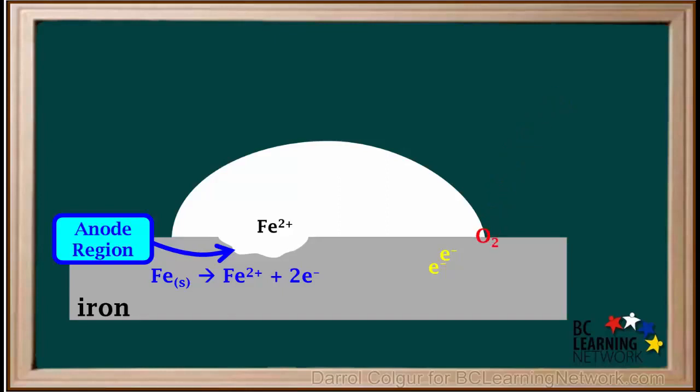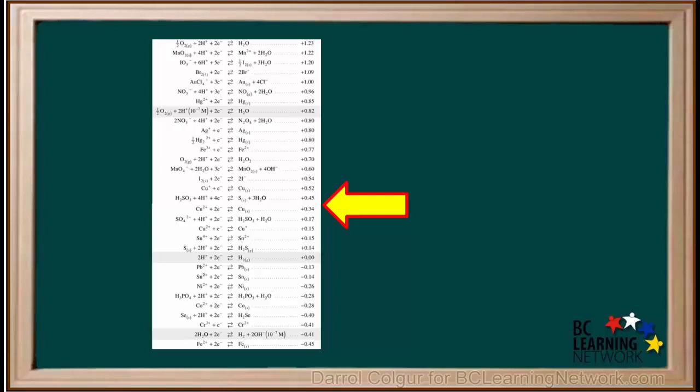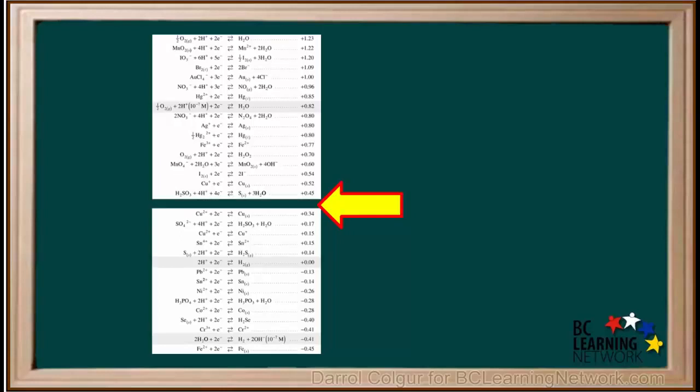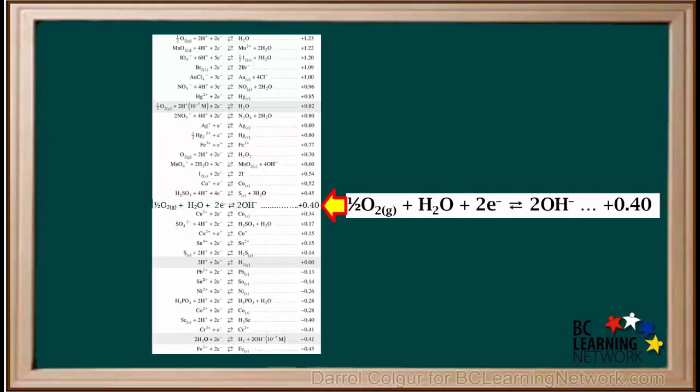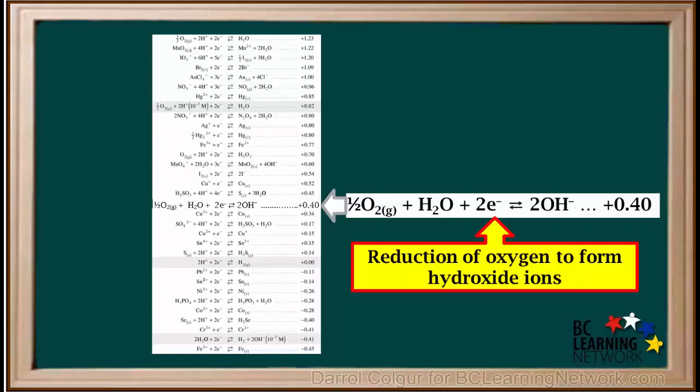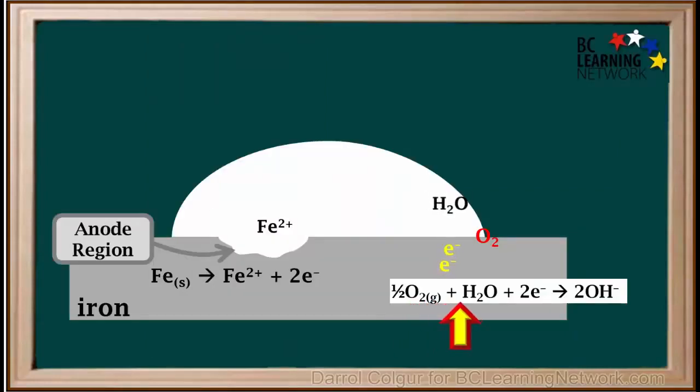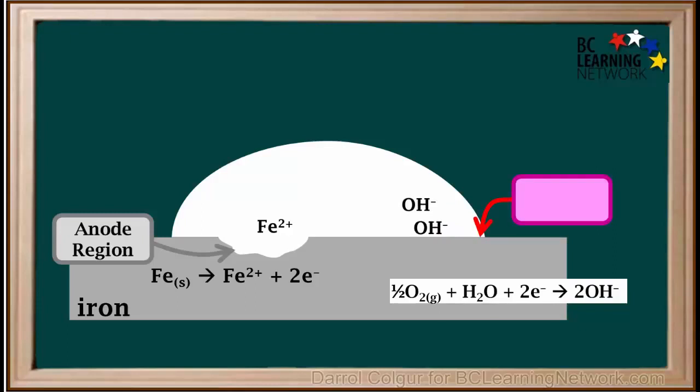Oxygen from the air can come into contact with the edge of the water droplet and the iron metal surface. If we could take this section of our standard reduction table and split it right here, we could add in this half reaction. It is the reduction of oxygen in the presence of water to produce hydroxide ions, and its reduction potential is positive 0.4 volts. Here, oxygen combines with water and the electrons formed by the oxidizing iron to form hydroxide ions, which then dissolve in the water droplet. Because reduction has taken place near the point where the water, iron, and air meet, this is called the cathode region.